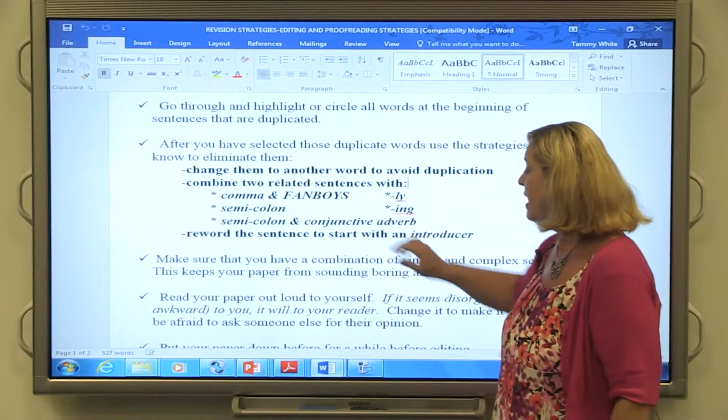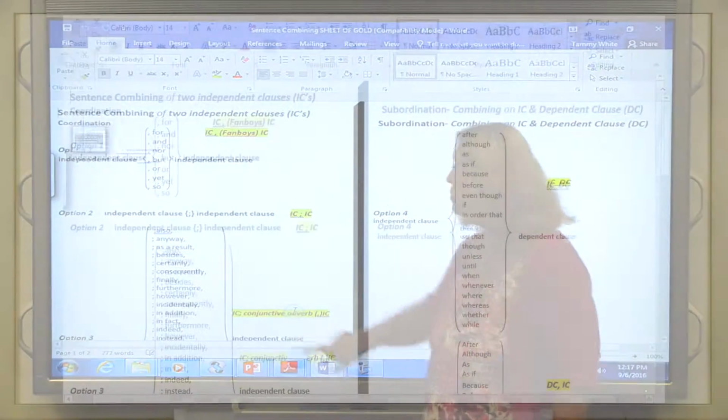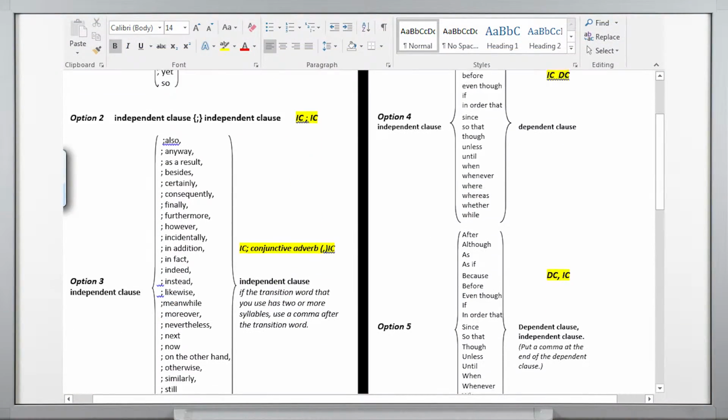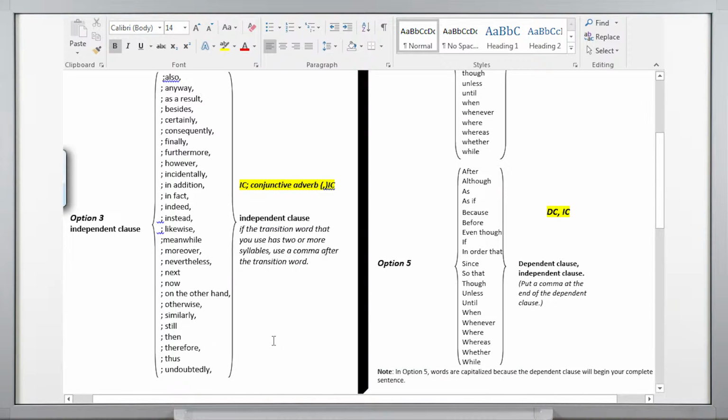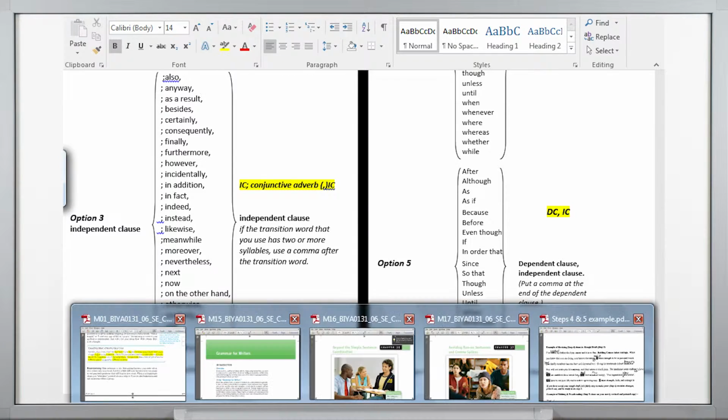We can do the semicolon and the conjunctive adverb. In other words, one of these words, these transition words that we were looking at, okay? Not the ones on the right-hand side of your sheet of gold. Why? Because those are a dependent and an independent clause, and you put them together a little differently. But if I'm putting two thoughts together, and I'm not using one of the fanboys, I'm going to use a semicolon, I'm going to use one of those transition words, and then the comma. And again, don't forget, we can take any of these words as long as it makes sense. Remember, first rule of reading and writing, use common sense. So we can take one of these words and start a sentence that way as well.